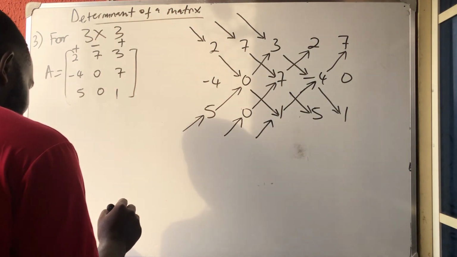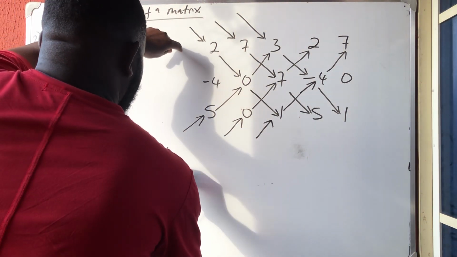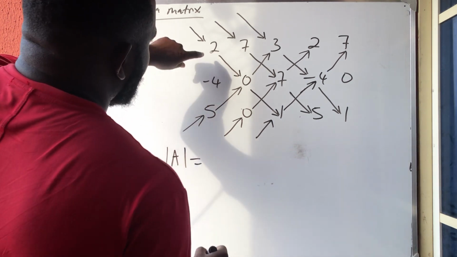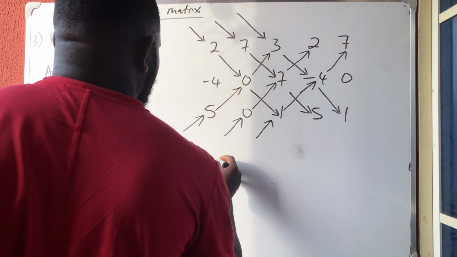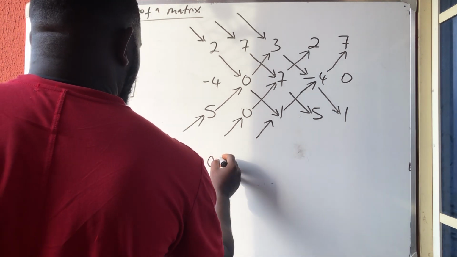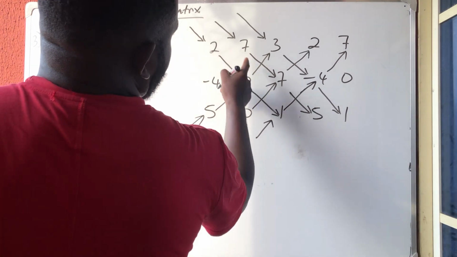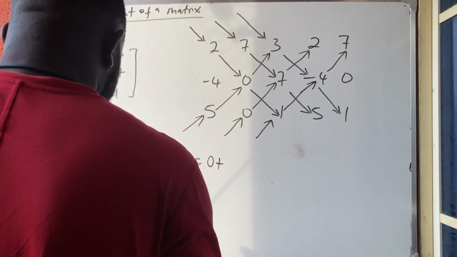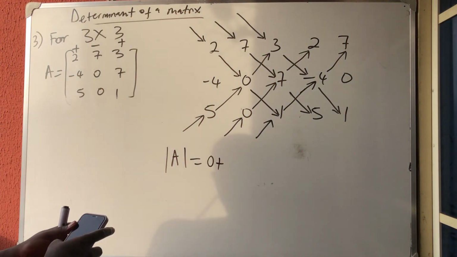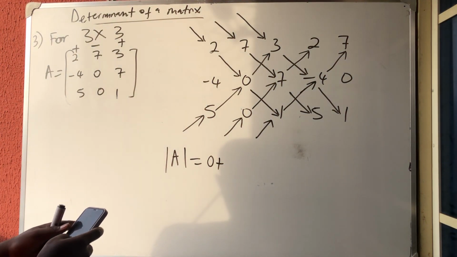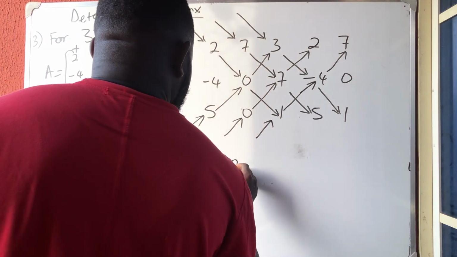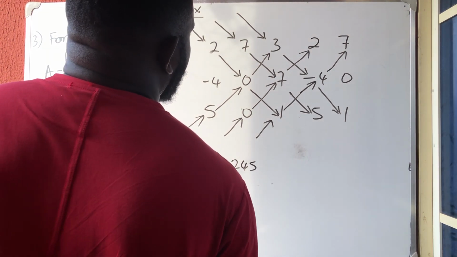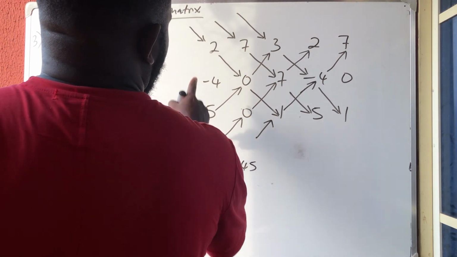So my answer will now be, watch, the determinant of A will now be what? 2 times 0, 0. 0 times 1, 0. I'm having 0. Okay? Plus, let's do it again. 7 times 7, 49. 49 times 5, I'm having 245. Okay? Then the next one, I have done this one.